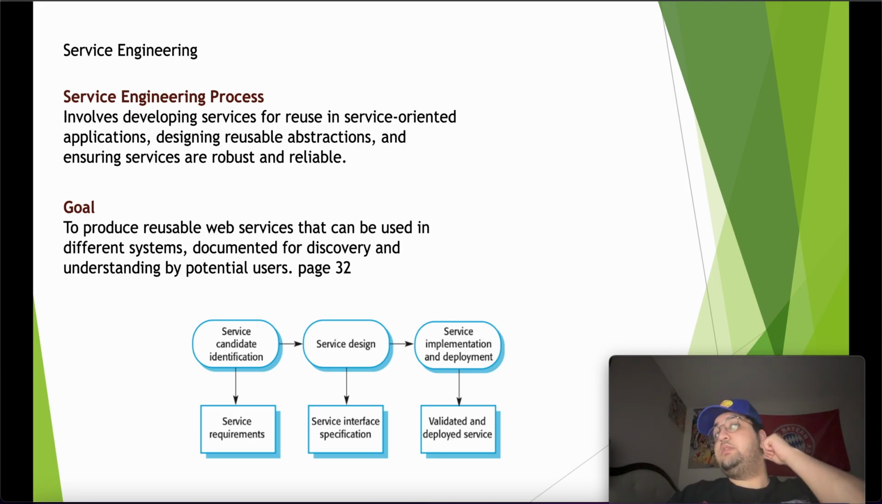And then also in the service engineering process, you have documentation and discovery: properly documenting the different steps you used to get to the service and how to engage with the service, for ease of use for people who are going to work on it in the future. The goal of producing reusable web services is that they are reusable, scalable, and maintainable for people in the future or other people who may want to use the same service.